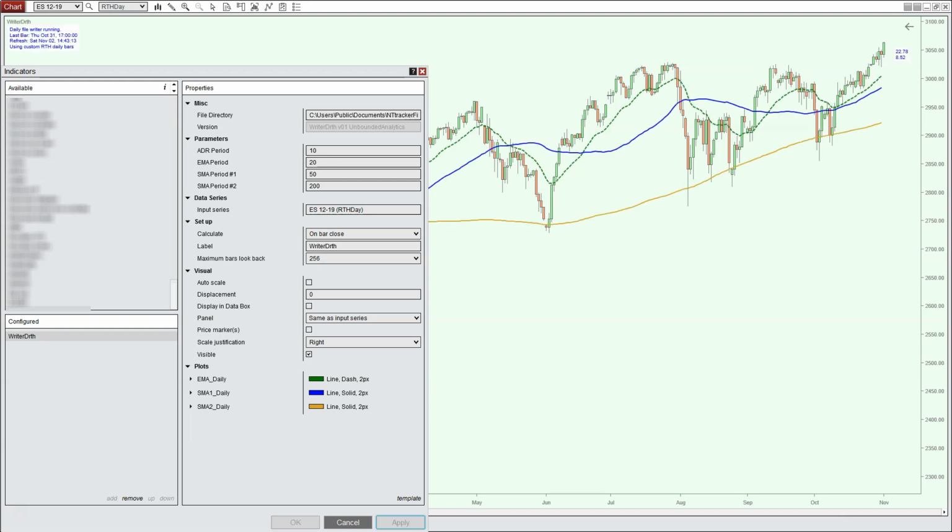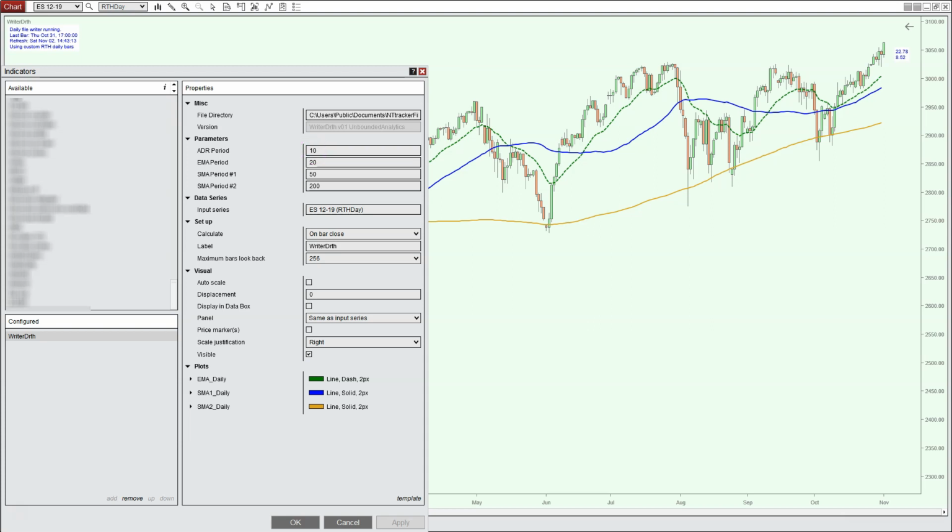In the user interface for Rth, you can pick the period and colors for 3 moving averages, 1 EMA and 2 SMAs. By default, a 20 EMA, 50 SMA, and 200 SMA are used. You also select the period for the average daily range calculation. 10 days is used by default.